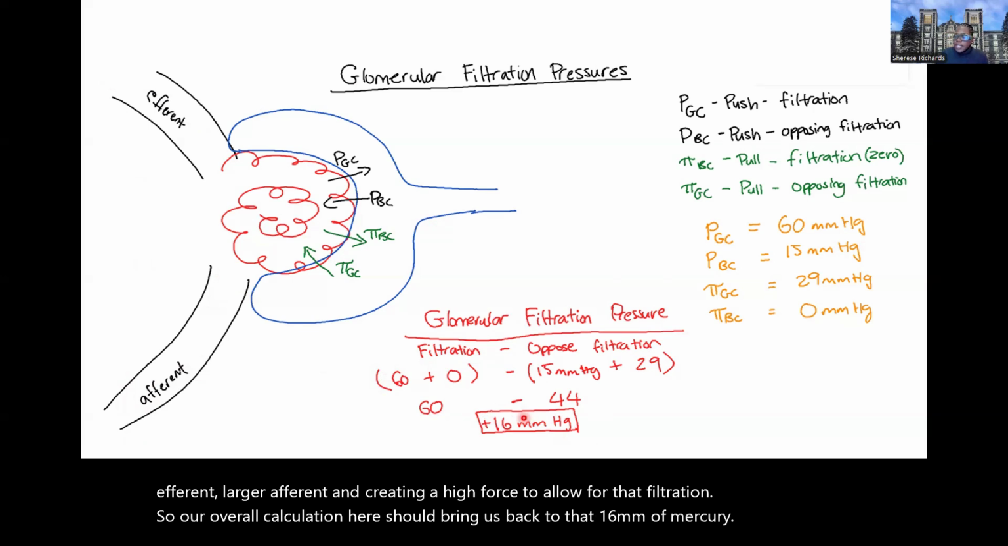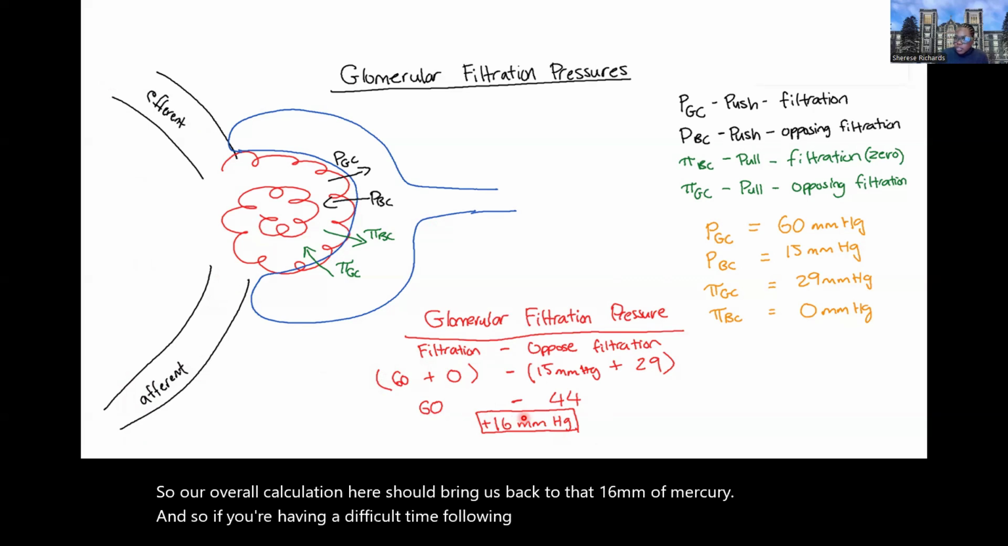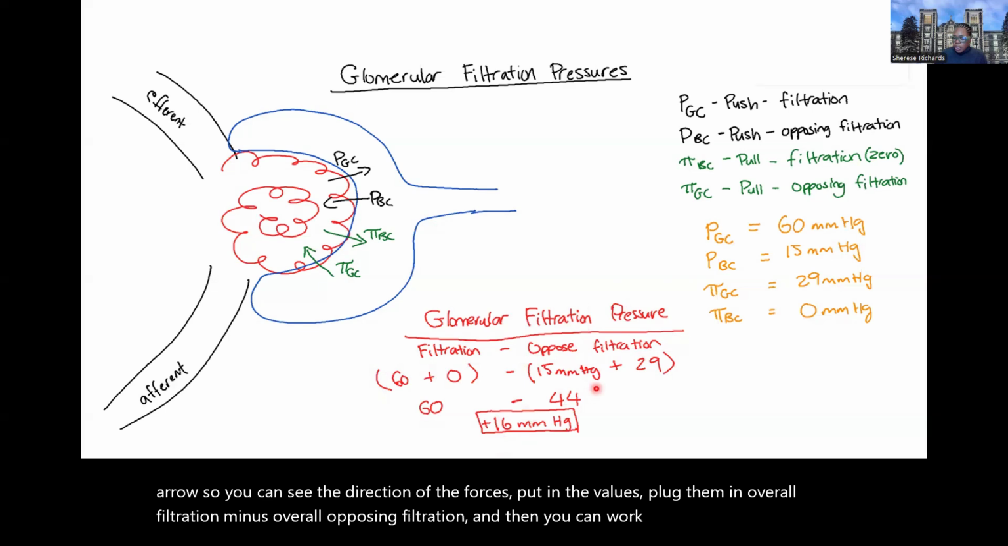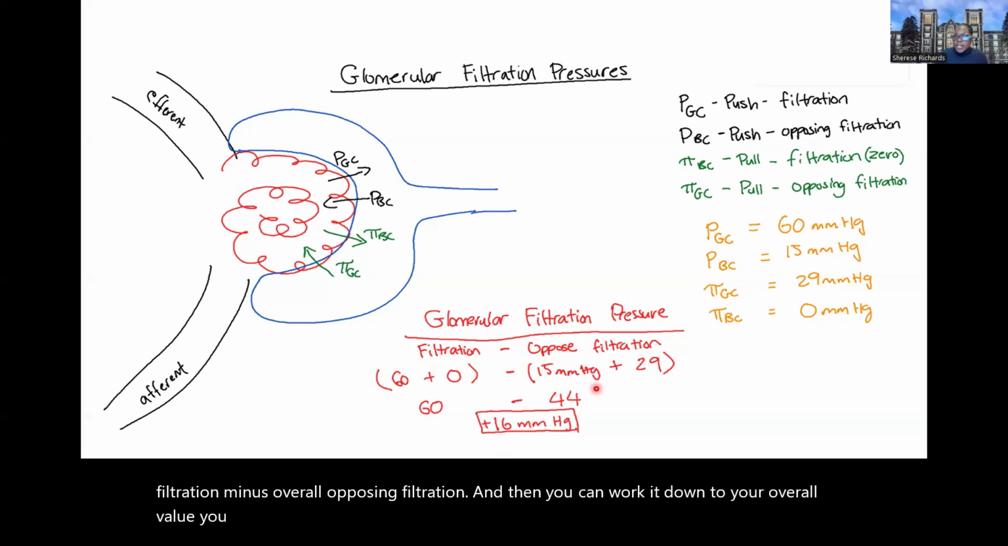And so if you're having a difficult time following this, definitely try to draw it out. Draw the arrow so you can see the direction of the forces. Put in the values, plug them in. Overall filtration minus overall opposing filtration, and then you can work it down to your overall value. You should be comfortable doing something like this for the exam. So definitely go back over this if you're having a difficult time following this.